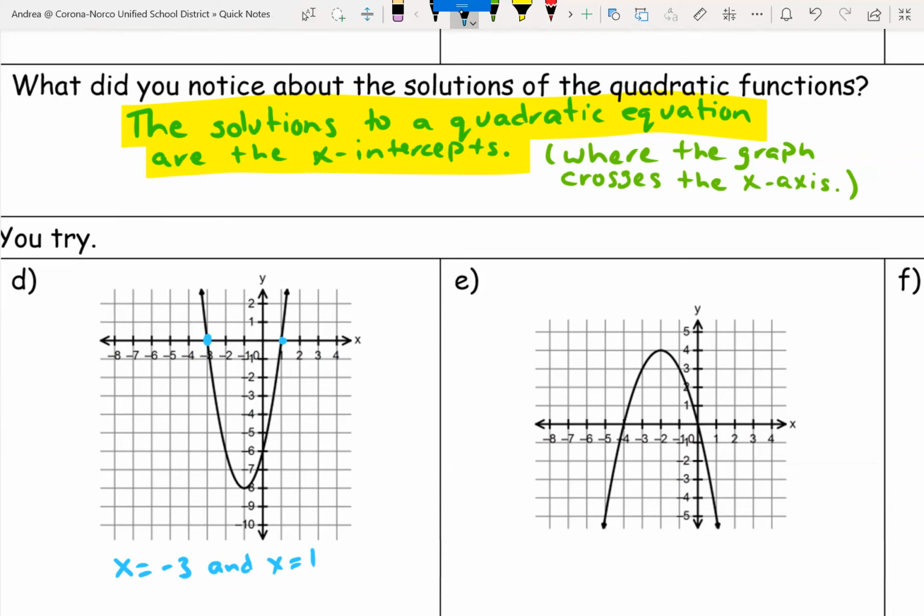Tony, what about E? Very good. So it should be here and here. So x equals -4 and x equals 0.